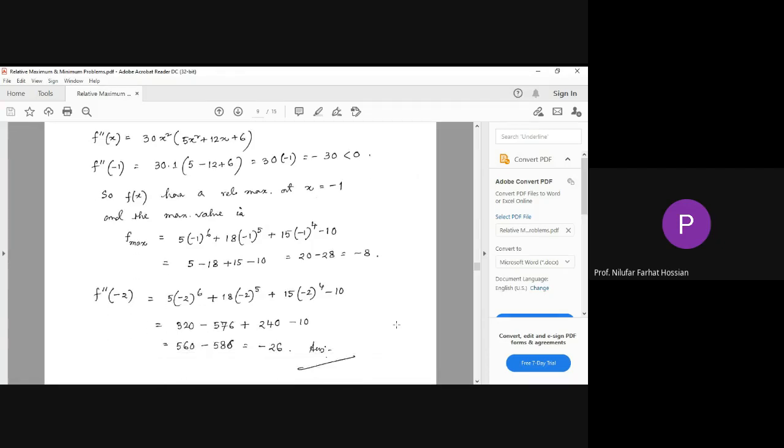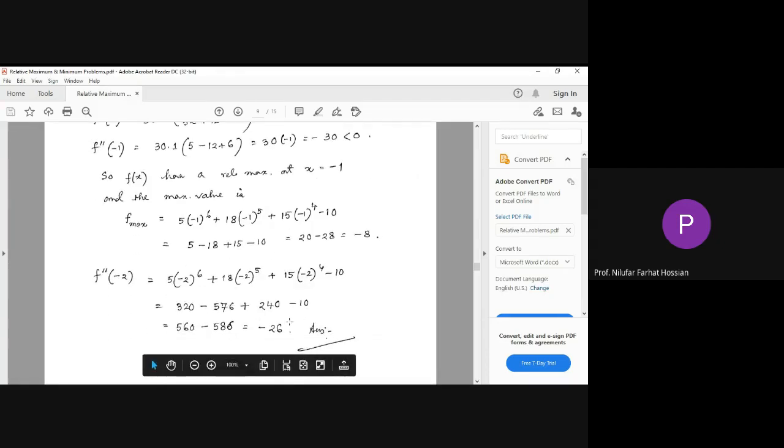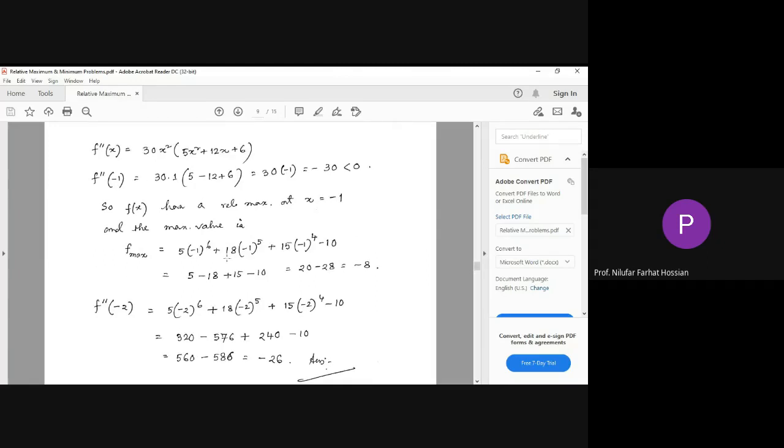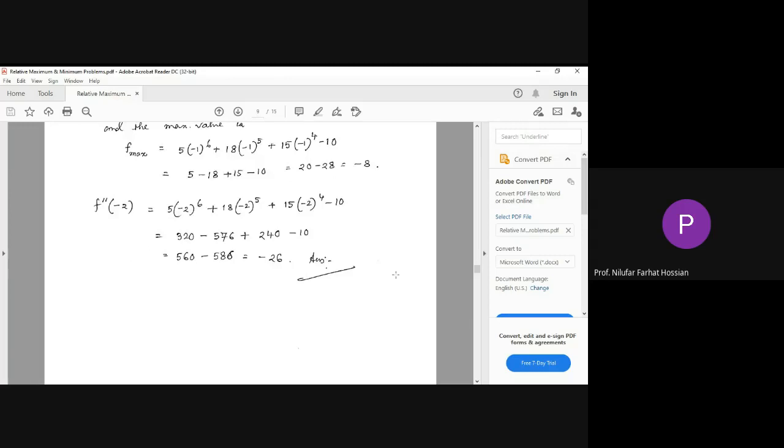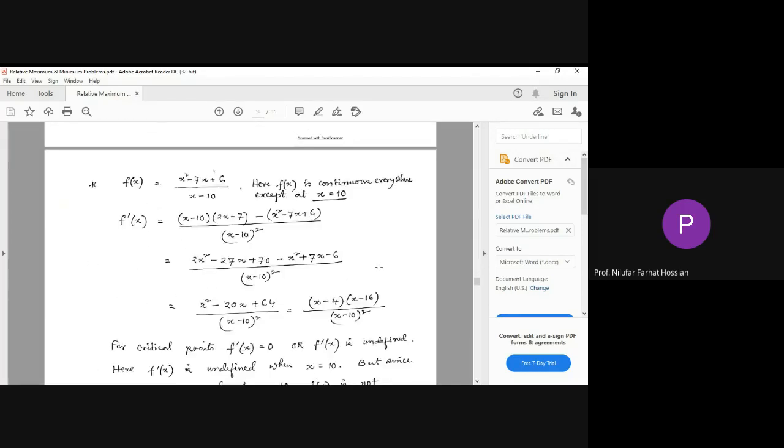It is not written here because this is wrongly done here. F double prime of minus 2, the value is, it was 4, I think, which is a positive number. No. 30 into 4 into 4. 30 into 4 into 2. That means 240, which is a positive number, so there will be a relative minimum. So please find out the coordinates of this relative minimum point.